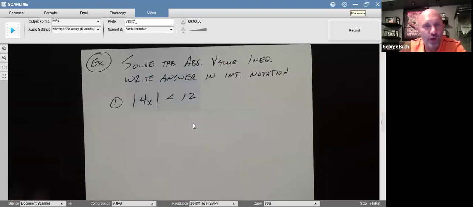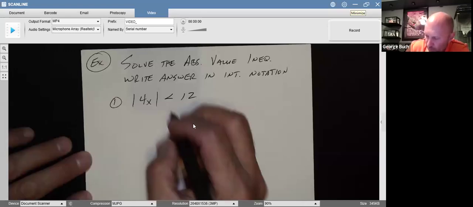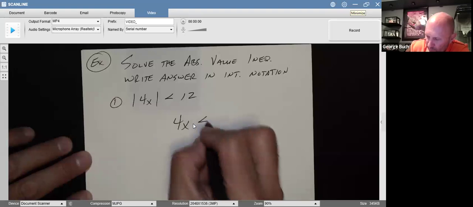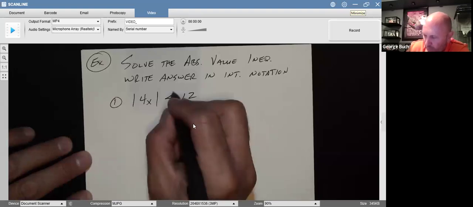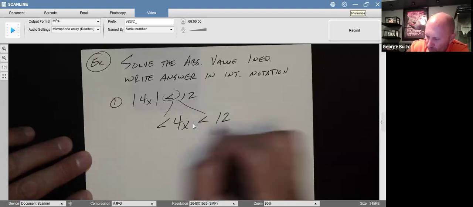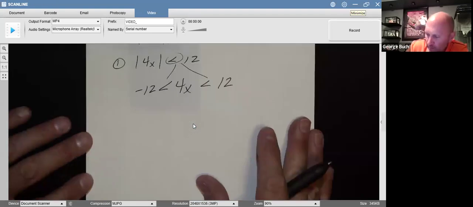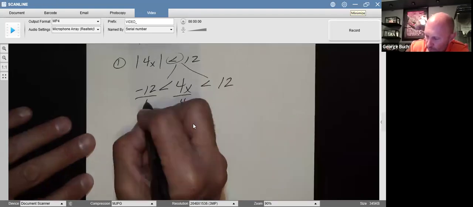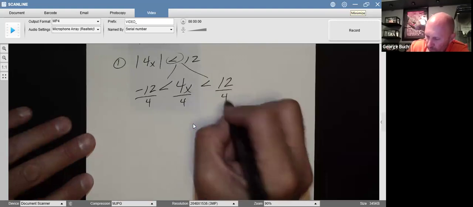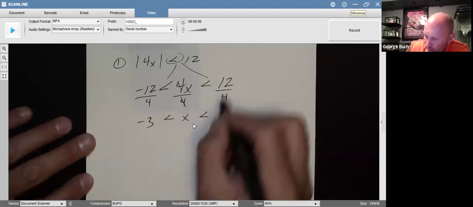All right, so we have those two types, right? Less than or less than or equal means we do what? We set it up as the two-parter. So this guy, the 4x goes in the middle. We use the same symbol that we have here in both cases. And then it's plus and minus this guy. So positive 12 here, negative 12 down here. So I divide everything by 4. So I get negative 3. 4's cancel out. X, positive 3.